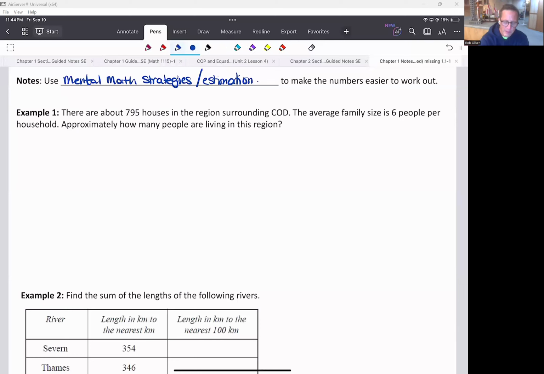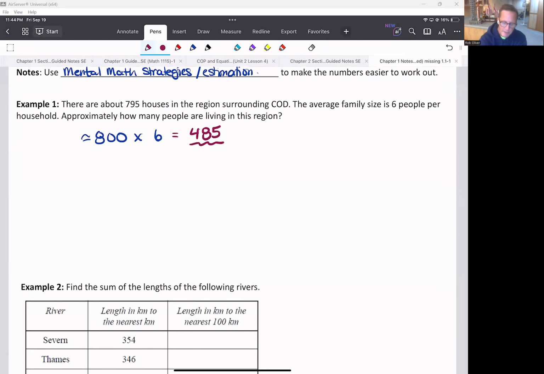Let's do it this way. I think it's good that I made a mistake. I'm going to think of that as 800, which is what I wanted to do. And then you could just do 800 times 6, which is 4,800, which is pretty close. I don't know why I was dividing. Never mind. But yeah, about 4,800 people, give or take a few, and we're just estimating here.